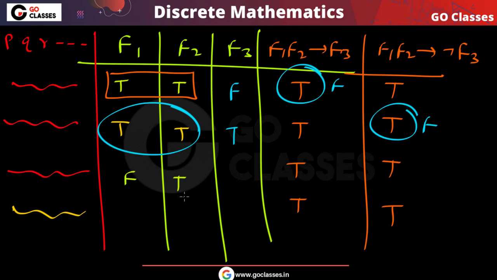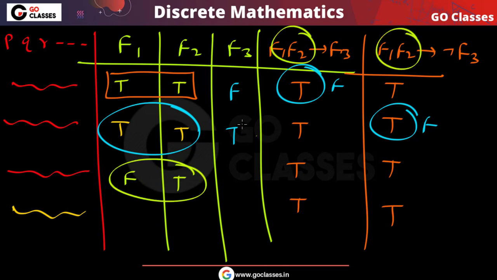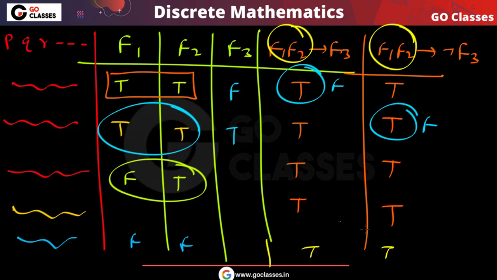If at least one of them is false, then there is no problem, because then this will be false, this will be false. F1 or F2, at least one of them is false, then what will happen? For any situation, this will be false, this will be false, and false implies anything is true. This is what we want.